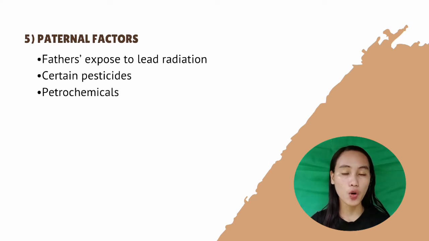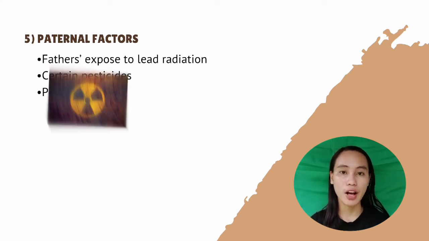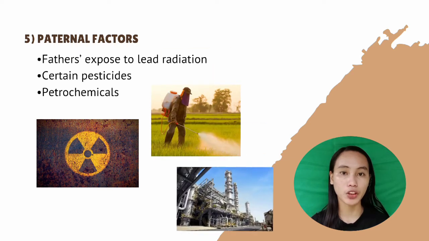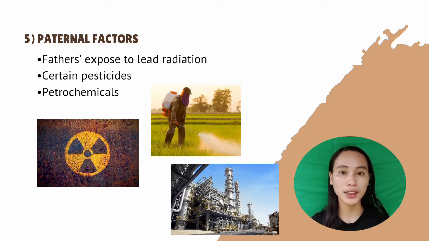Now let's go on to paternal factors. Fathers exposed to lead, radiation, certain pesticides, and petrochemicals may have abnormalities in their sperm that lead to miscarriage or diseases such as childhood cancer. As in the case of older mothers, older fathers also may place offspring at risk for certain defects.